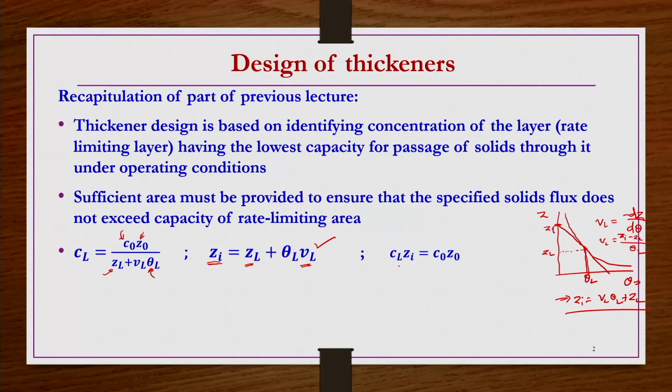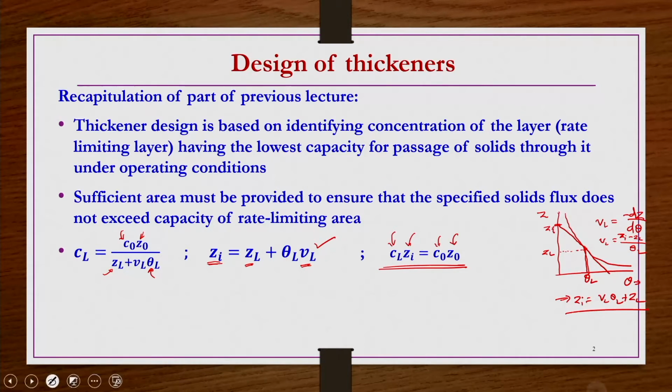Finally, after a few more simplifications, we understand that CL ZI is equal to C naught Z naught. Now, CL is the concentration of solids of that rate limiting layer, ZI is the intercept as shown here, C naught is the initial solids concentration, and Z naught is the initial interface height.